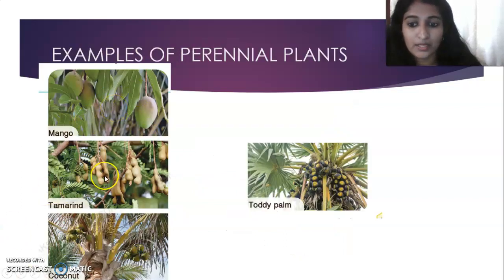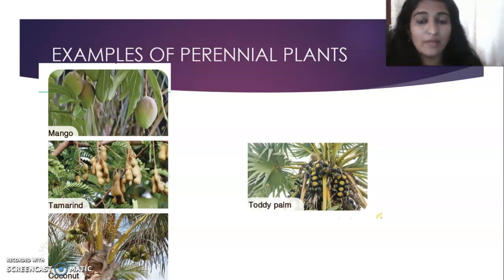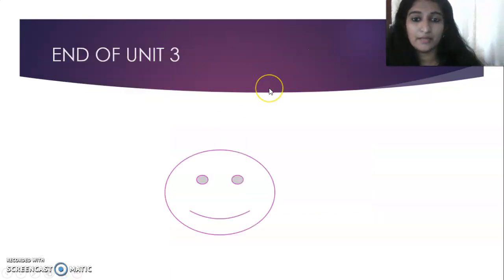Mango, tamarind, coconut, toddy palm. They are the examples of perennial plants. So annual plants complete their life cycle in 1 year, and perennial plants complete their life cycle in about 2 years and above. Sometimes 2, sometimes 3. That is annual plants and perennial plants.